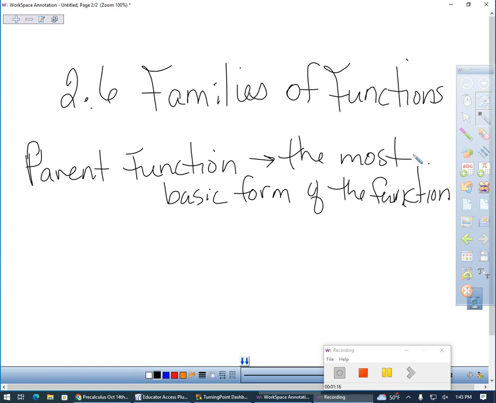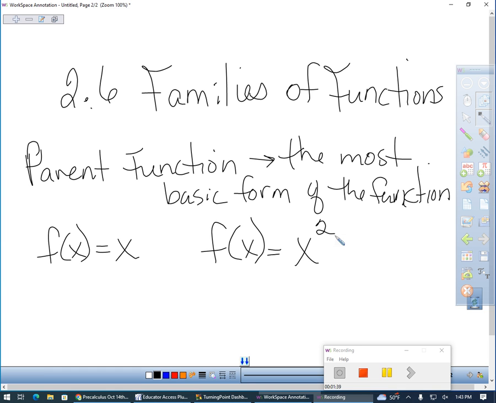All right. So, for example, the most basic form of a line is simply x. That's a parent function. That's the most basic form. Or the most basic form of a quadratic, or the parent function of a quadratic, is simply x squared. Now, we can take these basic forms and create additional things from that, just like parents do, right? We can create other functions from the most basic form.